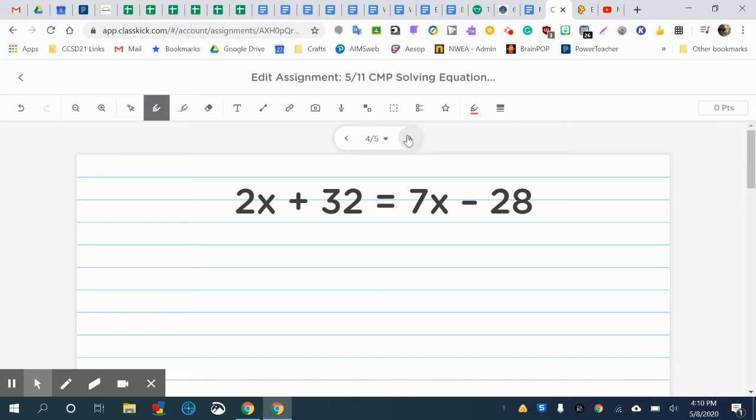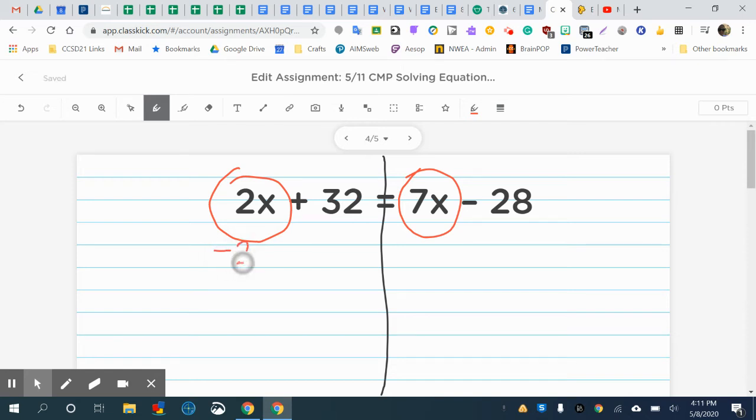Okay, 2x plus 32 equals 7x minus 28. Again, I'm going to draw my line. All right, looking at my x values, I have a 2x, I have a 7x. I'm going to choose to move my 2x because it has a lower value. So this is a positive 2x.